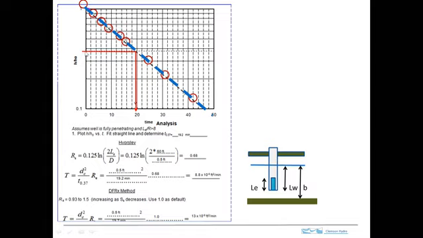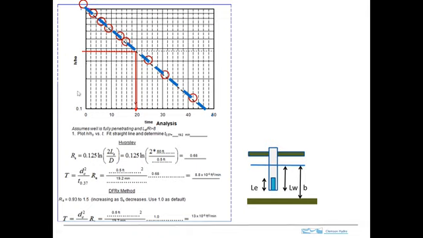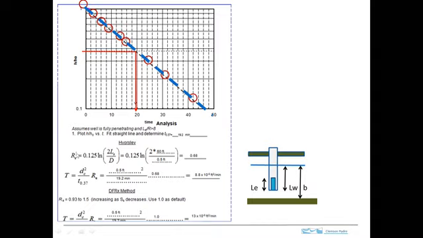This is h over h0 equals 0.37. So the head has dropped to 37% of the initial head right here, and that occurs at this time. Put that time there because we'll use it later. And then the Hvorslev analysis, and really all three analyses, will use this basic equation right here.